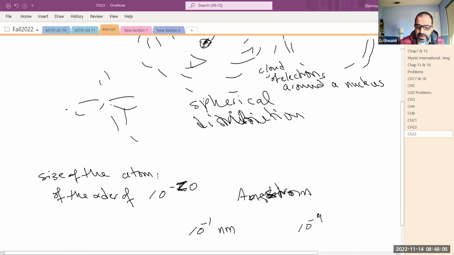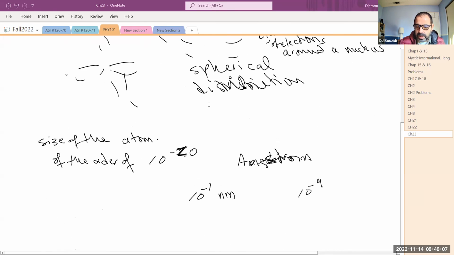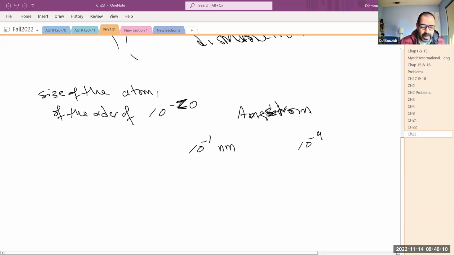The nucleus is positively charged, the electrons are negatively charged. So that's what we know today. So the electrons have a charge of 1.602 times 10 to the negative 19 coulombs. And it's a negative number. So this is the electrons.